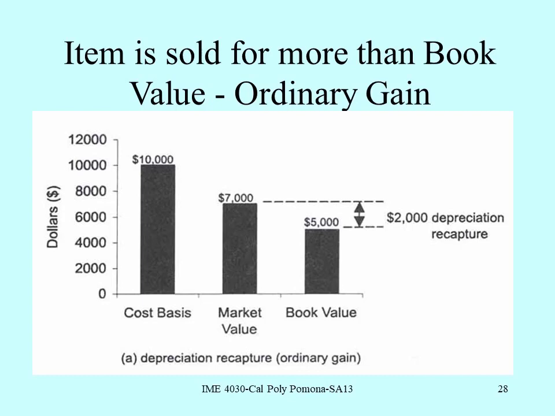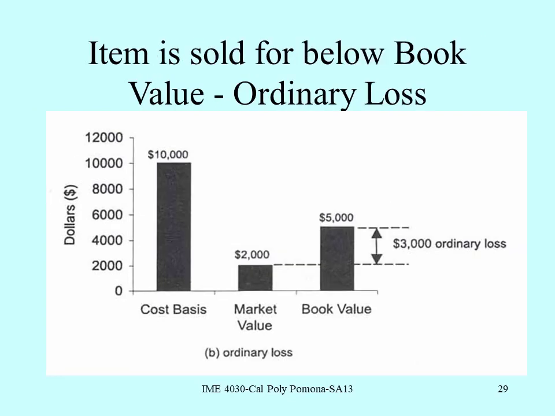Let's go to slide number 29. Here's a situation where our book value was $5,000, but we only sold it for $2,000. So we took a loss on that asset of $3,000. So now that loss is reflected in our profit, and it saves us the taxes on $3,000. So we treat that as a loss.